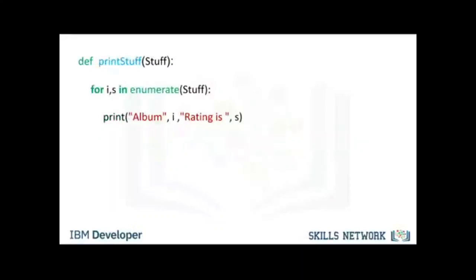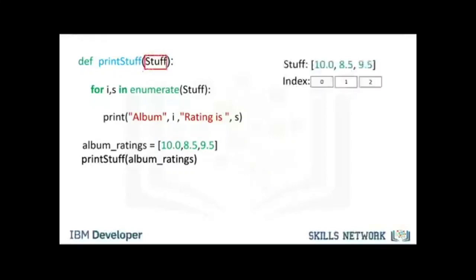We can use loops in functions. This function prints out the values and indexes of a list or tuple. We call the function with the list album ratings as an input. Let's display the list on the right with its corresponding index. Stuff is used as an input to the function enumerate. This operation will pass the index to i and the value in the list to s.